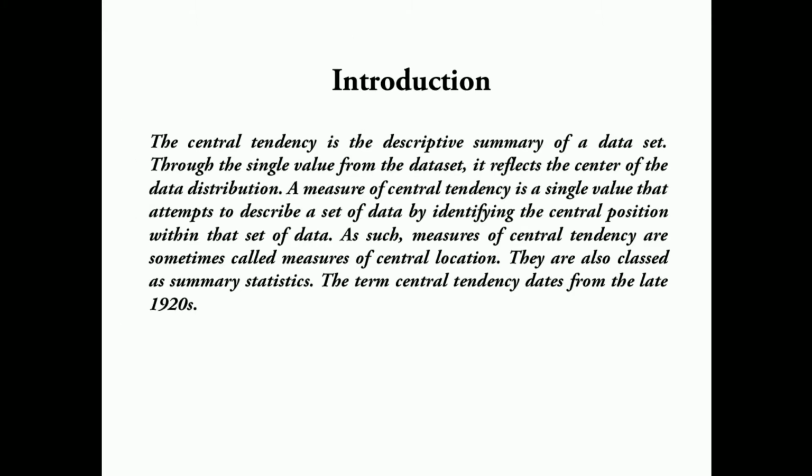Moving on to the introduction. The central tendency is the descriptive summary of a data set. Through the single value from the data set, it reflects the center of the data distribution. A measure of central tendency is a single value that attempts to describe a set of data by identifying the central position within that set of data. As such, measures of central tendency are sometimes called measures of central location. They are also called summary statistics. The term central tendency dates from the late 1920s.